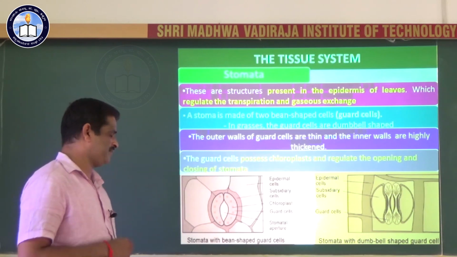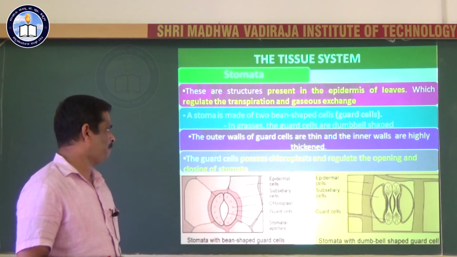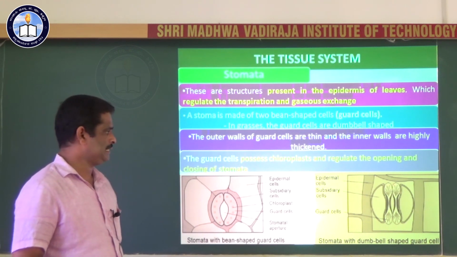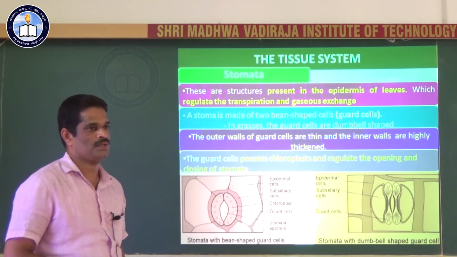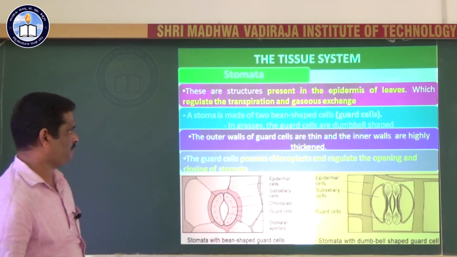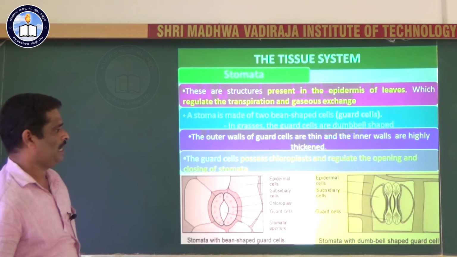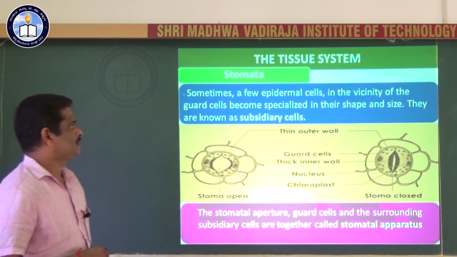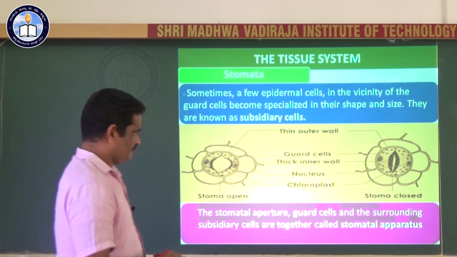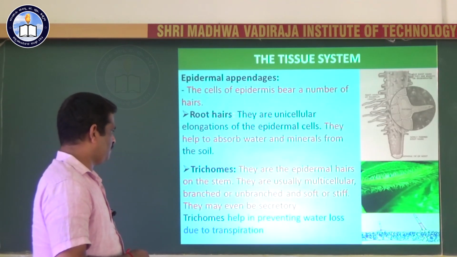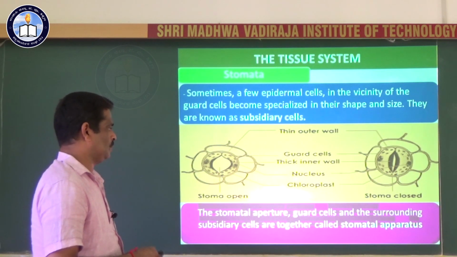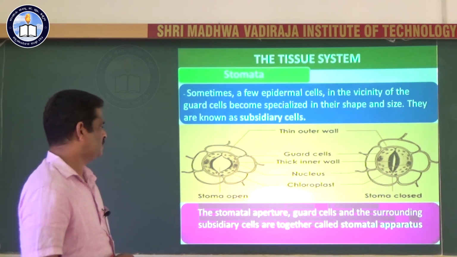The shape of the guard cell, if you consider, is bean shaped in the case of dicot plants, whereas it is dumbbell shaped in the case of monocots. The shape of the guard cell is bean shaped in dicots and in monocots it is dumbbell shaped. This is the stomata which is open and this is the stomata which is closed.